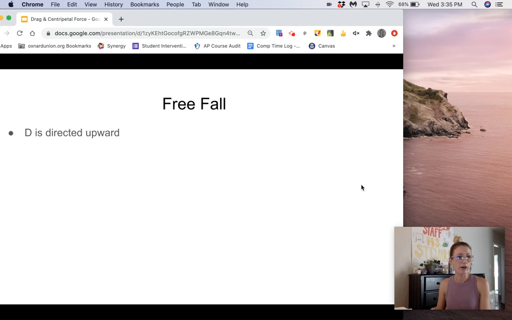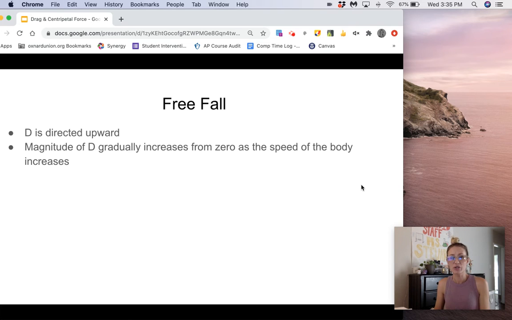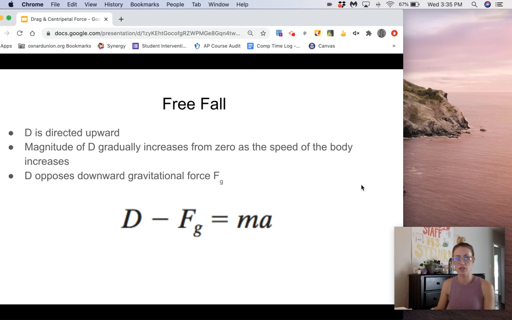So if we're in free fall, that drag force will be directed upward. Obviously, if we draw a free body diagram, we have the force of gravity down, the air resistance or drag force upward. The magnitude of the drag force gradually increases from 0 because the speed is increasing. All right. Now, that drag force opposes the downward gravitational force, Fg, like I said, and so we get this equation right here. This equation is from your book, and it does say that up is positive, down is negative. That's why they have D up minus force of gravity is equal to mass times acceleration.